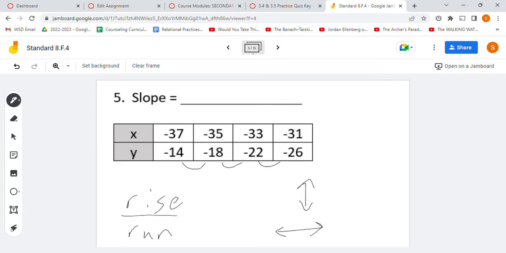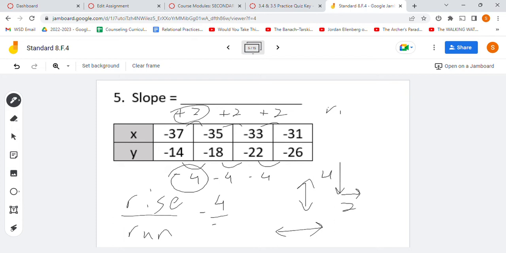So if we look at the pattern here, we can see that we're going down by 4, down by 4, down by 4, and then on the x values we're going up by 2, up by 2, up by 2. So every time we go down 4, we go to the right 2. So our rise and our run will be down 4 and right 2, and organizing that as rise over run, we'd have negative 4 over 2.